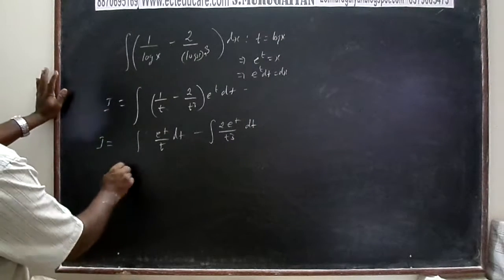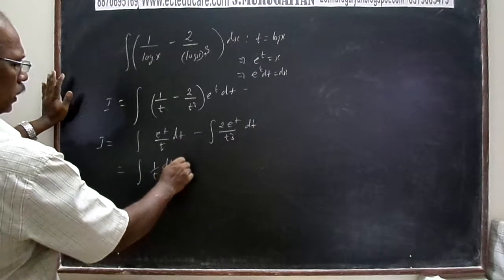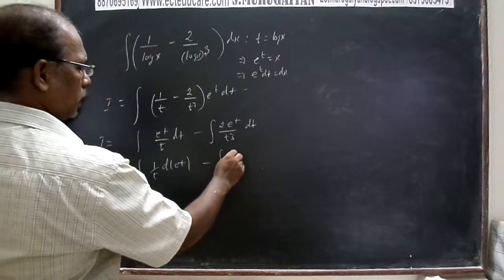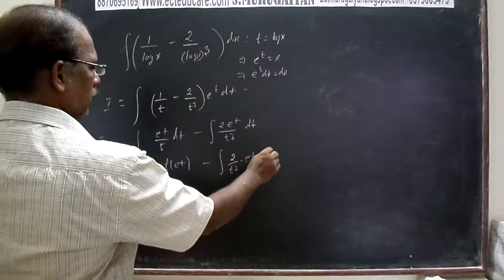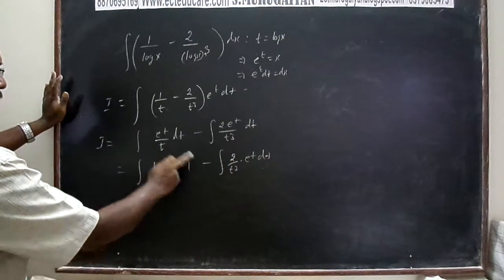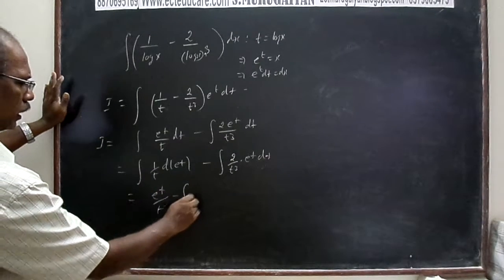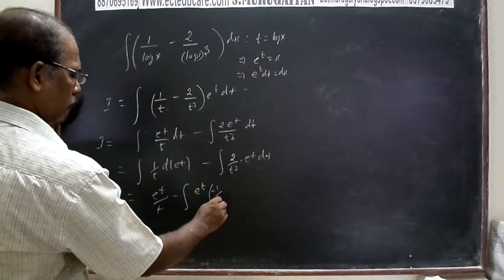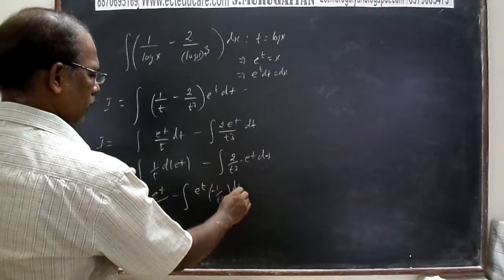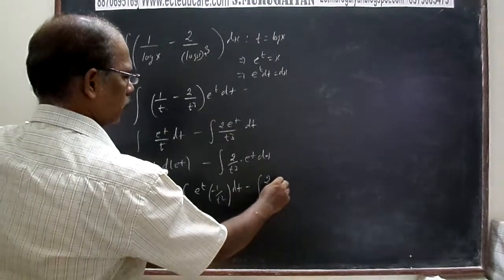Okay, then the first part is 1 by t d of e power t, leave the second part, 2 by t cube in the e power t dt. Applying by parts in the first integral, e power t by t minus integral of e power t times the derivative of 1 by t, which is minus 1 by t square, dt, minus 2 by t cube in the e power t dt.